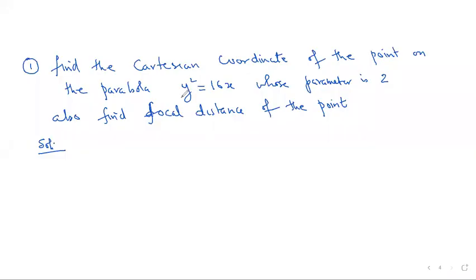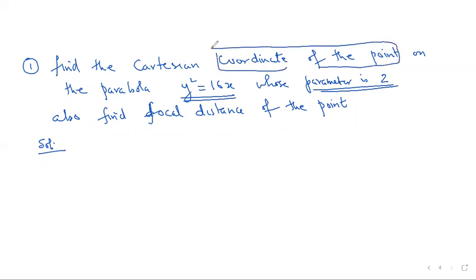So we have been given the equation of the parabola. We are given the parameter's value. We are asked to find what is the coordinate of the point. So first you will write the formula. So what is the formula? The parametric point P of t is at square comma 2at, because it is y square equal to 4x.